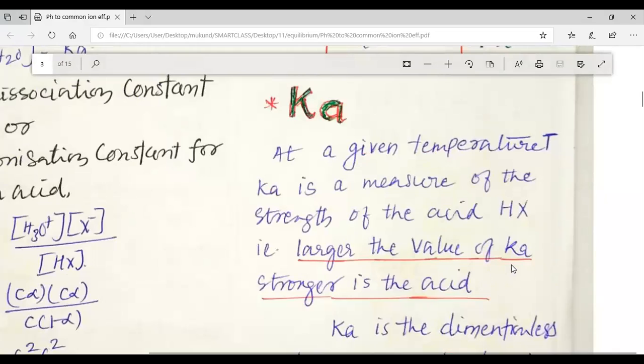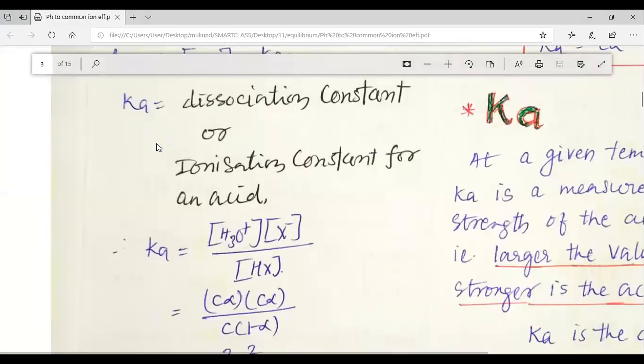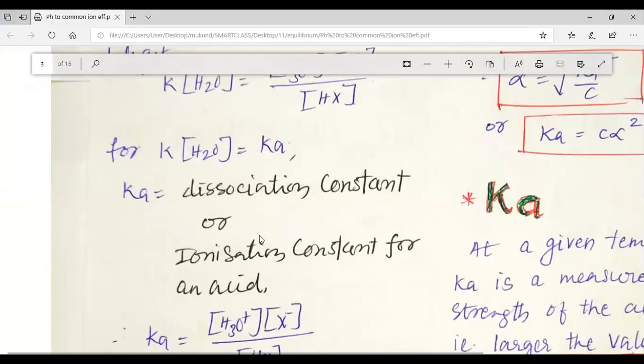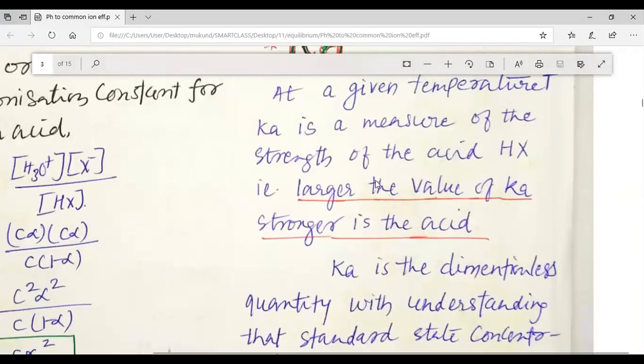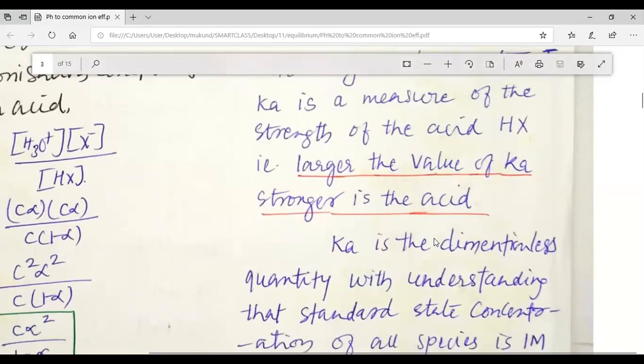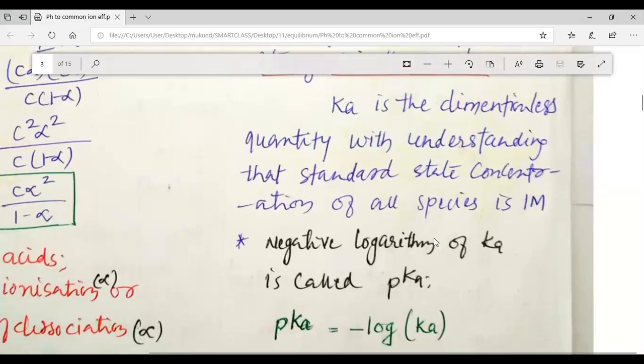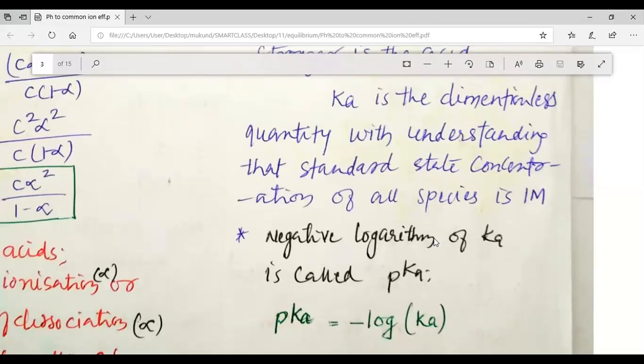Now we want to study about Ka. We know that Ka is known as the dissociation constant or ionization constant. Once again, you can read it from here that Ka is called the dissociation constant or the ionization constant for an acid. At a given temperature, Ka is the measure of the strength of the acid HX. The larger the value of Ka, the stronger is the acid. So the strength of an acid depends upon the value of Ka. The more the value of Ka, the stronger the acid would be.